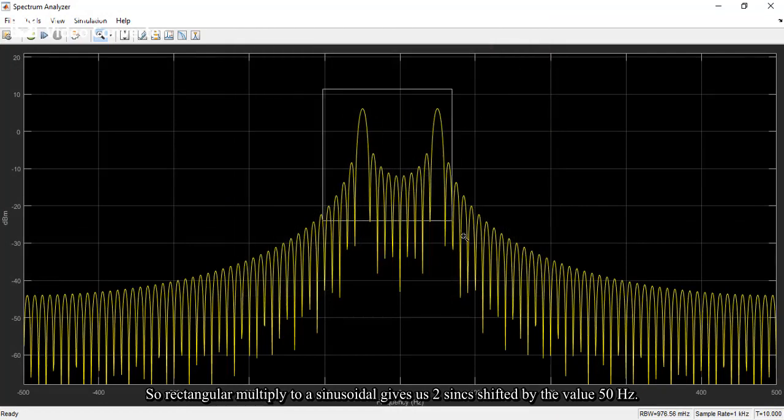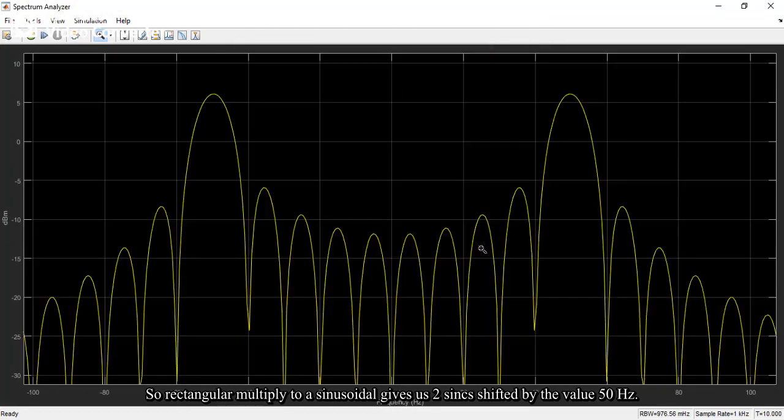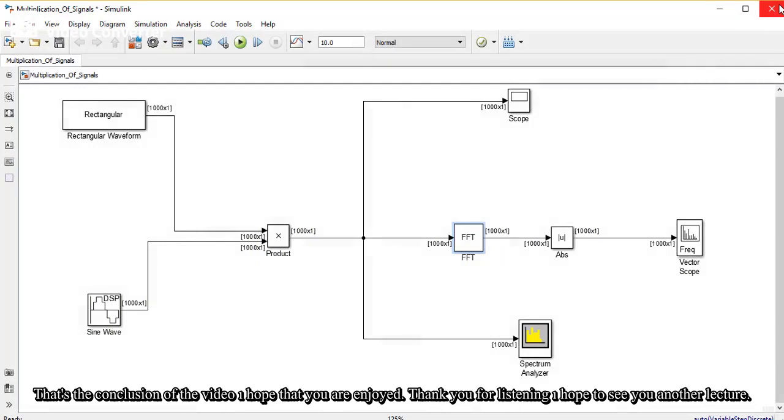So a rectangular multiplied by a sinusoidal gives us two sincs shifted by the value here, 50 hertz. That's the conclusion of this video.